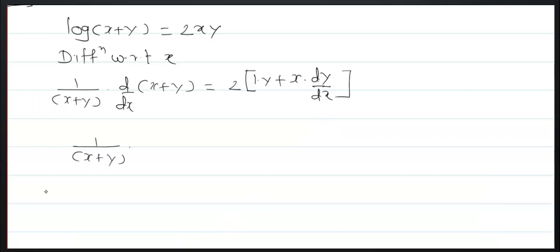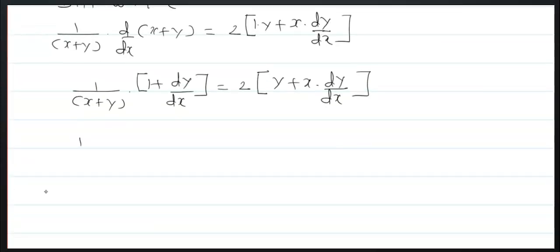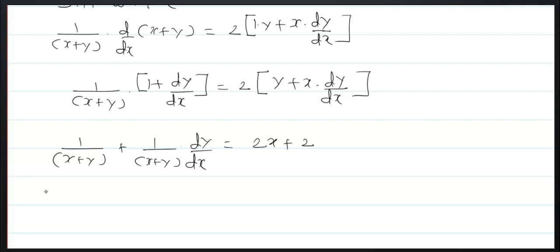That is 1 upon x plus y into d/dx of (x plus y), which is 1 plus dy by dx, and that is equal to 2y plus x into dy by dx. Therefore, 1 upon x plus y plus 1 upon x plus y into dy by dx is equal to 2y plus 2x into dy by dx.